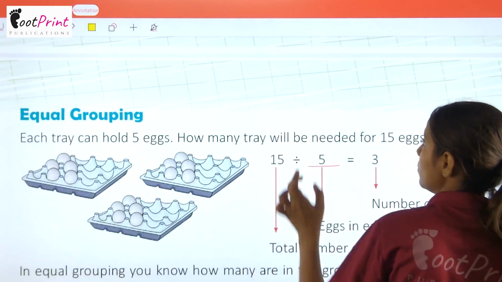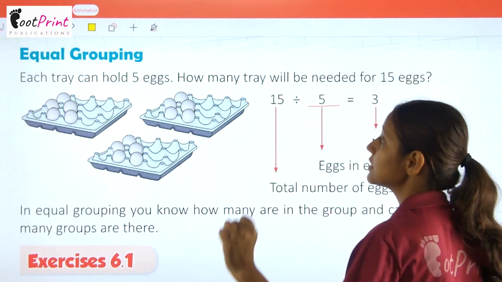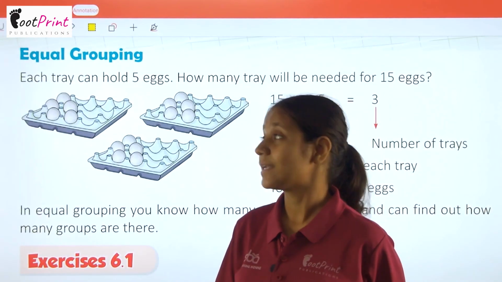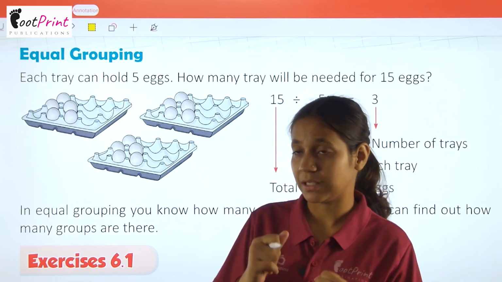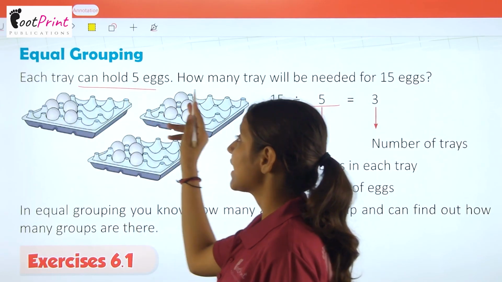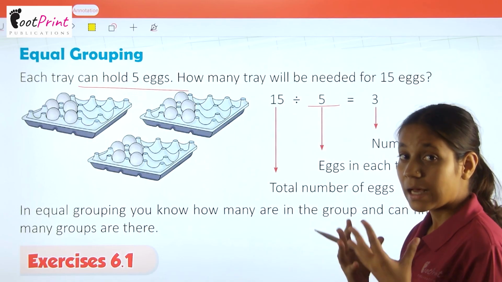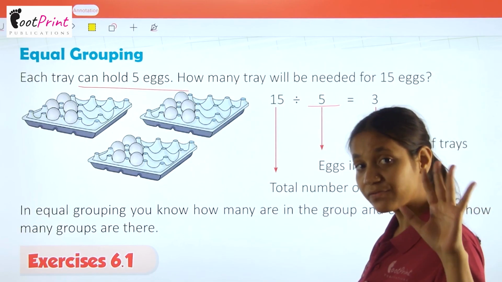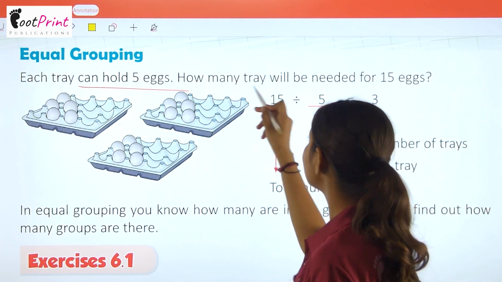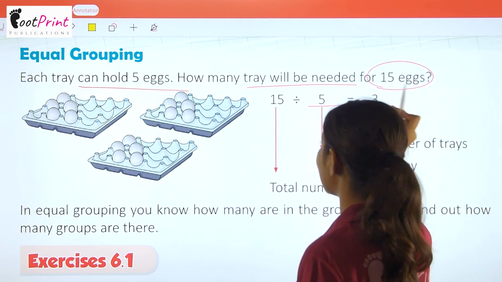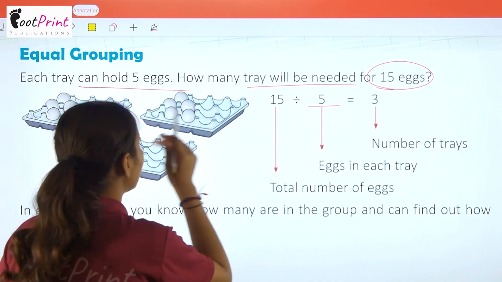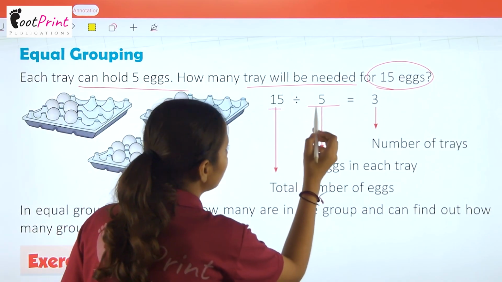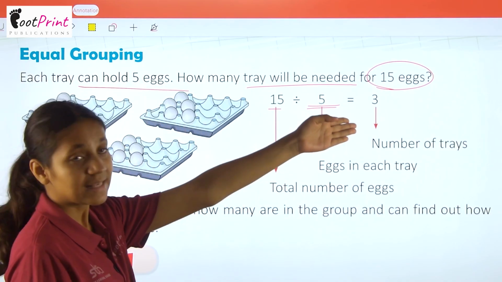So starting with the first topic of this chapter, that is equal grouping. Each tray can hold 5 eggs. Every tray has the capacity to hold 5 eggs. How many trays will be needed for 15 eggs? So simple. We have 5 and 15. We have to divide 15 by 5, and as the answer we are getting 3.